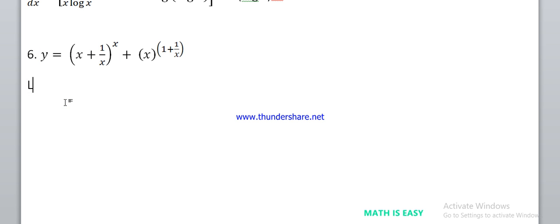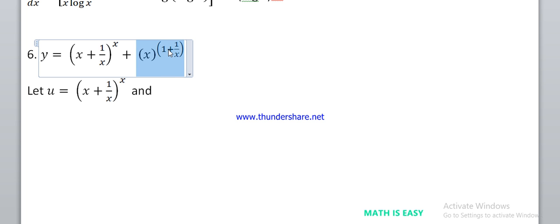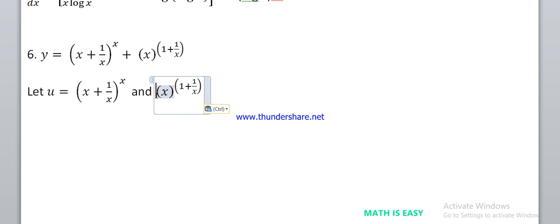So maybe you can put here, let this entire term, whatever the term we have here, take that term as some u, if you remember last question, and this entire term as v equals to. Okay, so that means your equation y equals to u plus v.